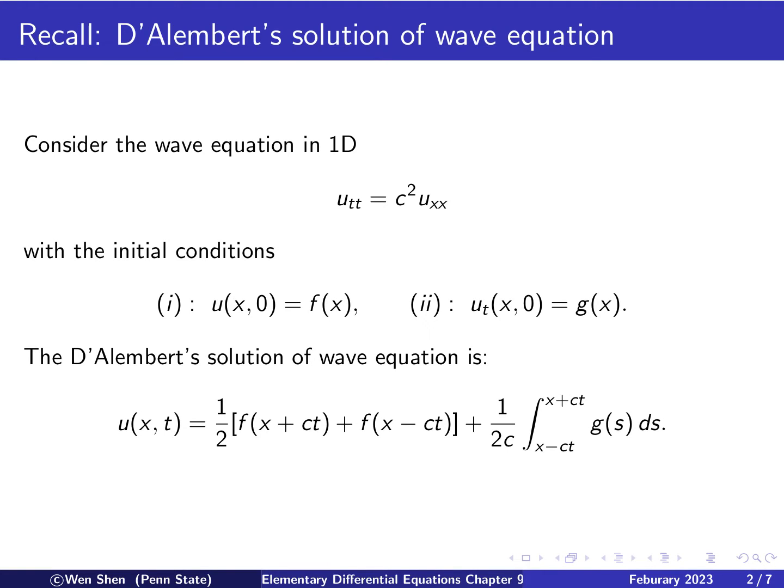Then the solution for this wave equation with these two initial conditions is the following. u of x, t is half of f at x plus ct and f at x minus ct, and then plus 1 over 2c times the integral of the initial function g from x minus ct to x plus ct.